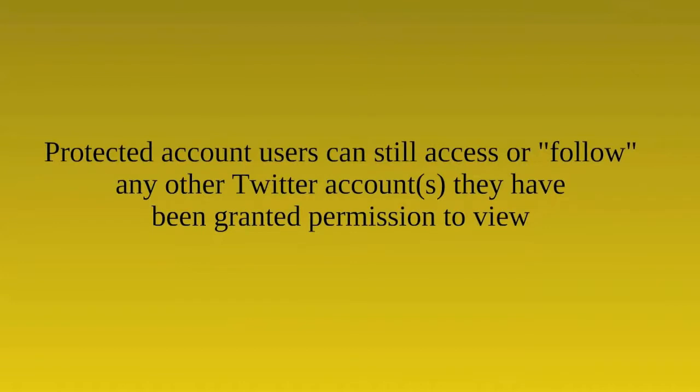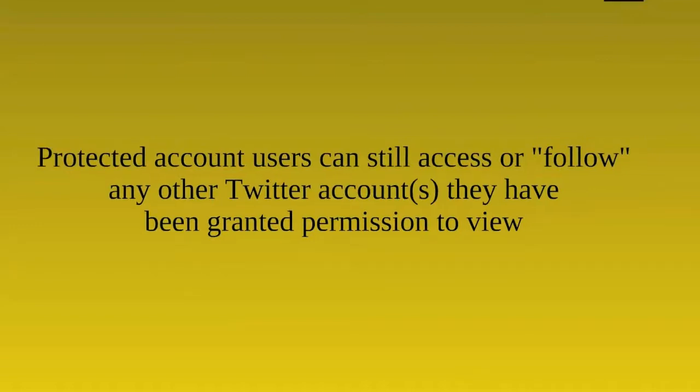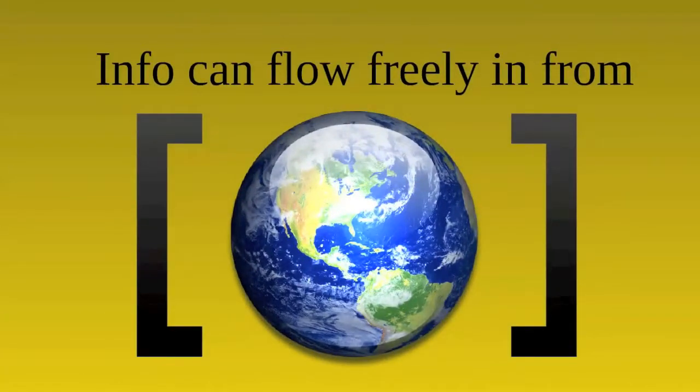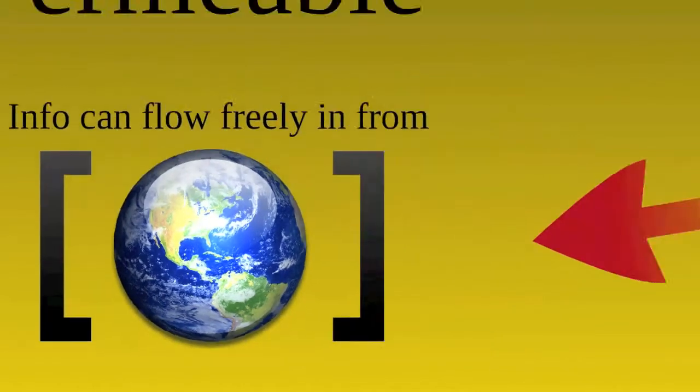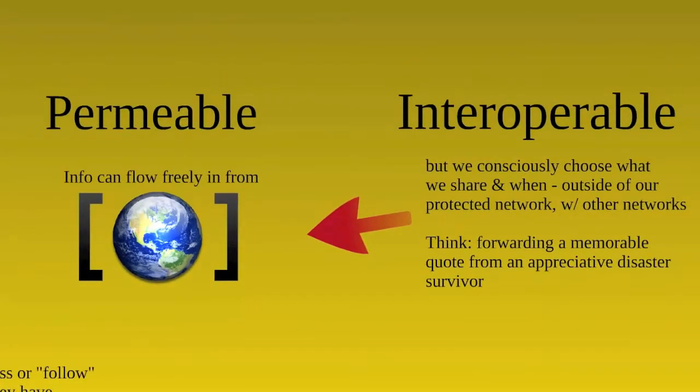Now, protected accounts can still access or follow other Twitter accounts they have been granted permission to view. So what do I mean by that? I mean that information can still flow freely in from the rest of the world. Our network is semi-permeable, and it's also interoperable. So instead of having our tweets unprotected, they remain protected, and we consciously choose what we share and when outside of our protected network with other networks.